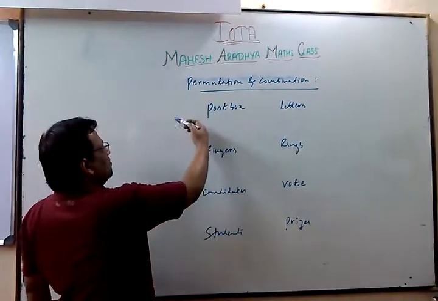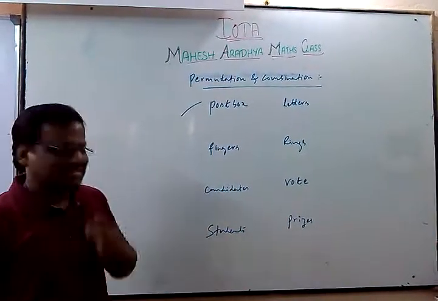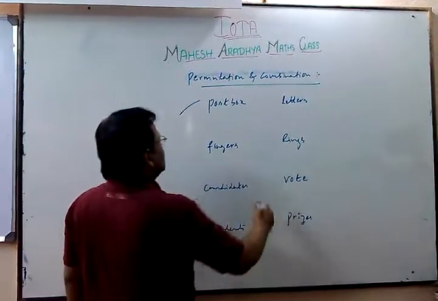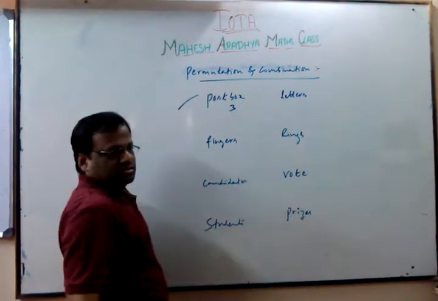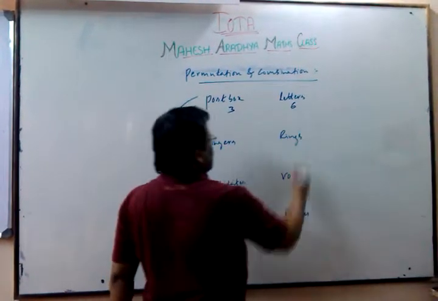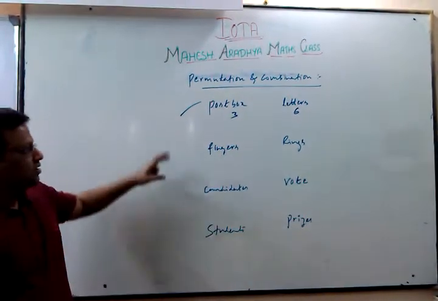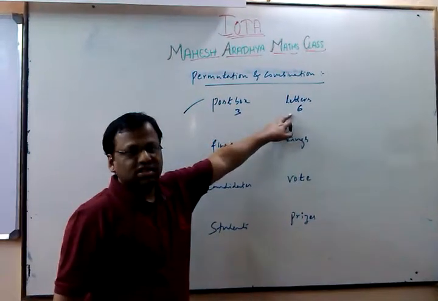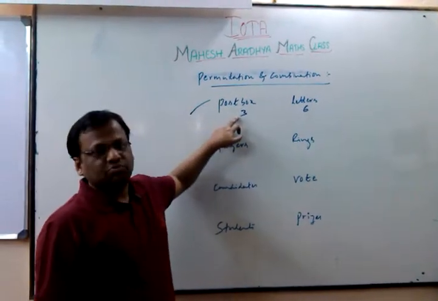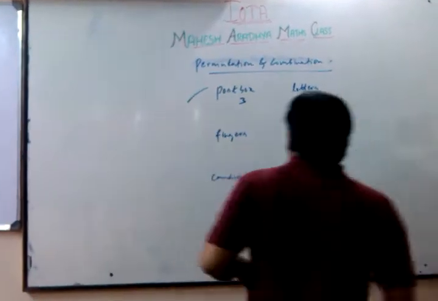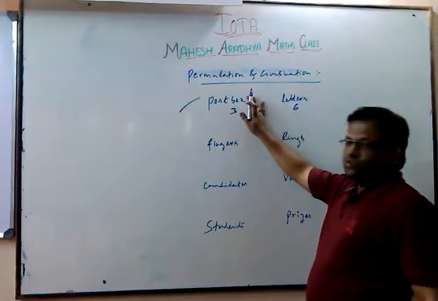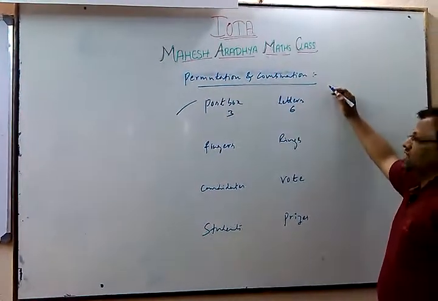This is a traditional problem of post box and letters. The question asked will be: there are 3 post boxes and there are 6 letters. In how many ways can 6 letters be posted in 3 post boxes? Let us see, is there any shortcut for this question?